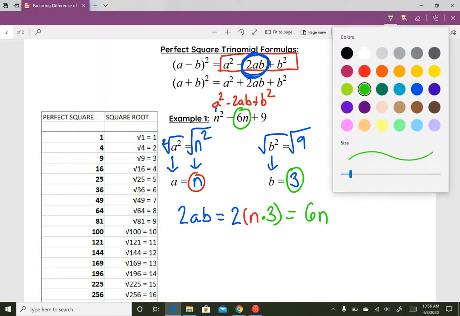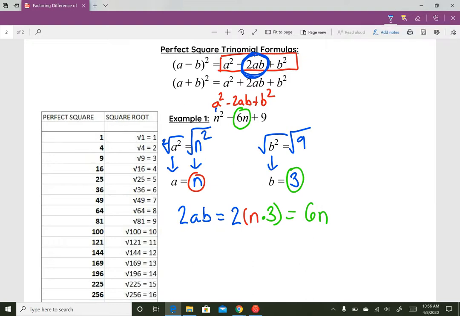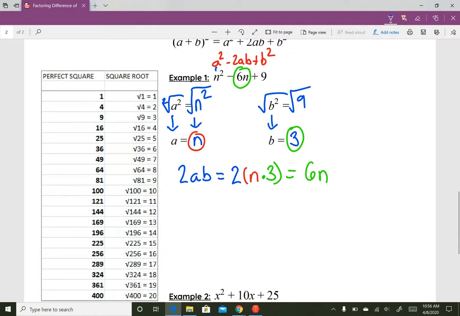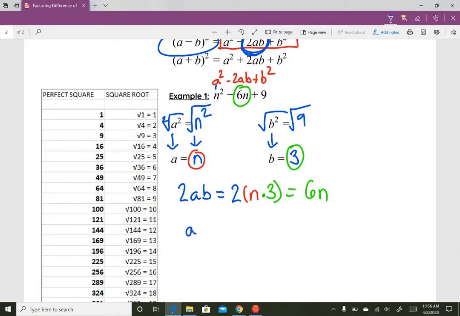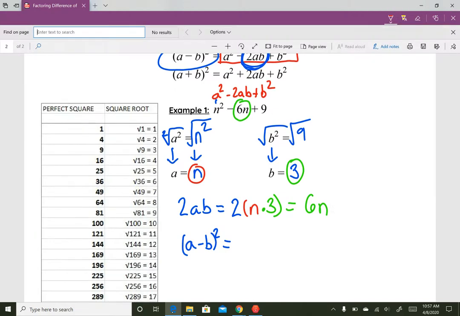So now I can use this formula here. Why that formula? Because it has a minus sign, and that's how I'm going to factor. So a minus b squared, in my case, is just going to become n minus 3 squared. And we have ourselves an answer: n minus 3 squared.